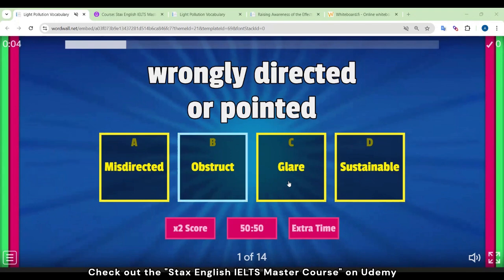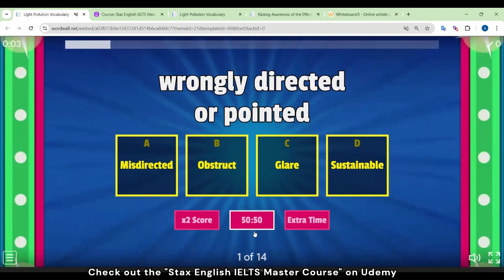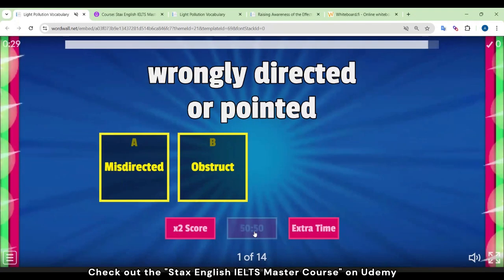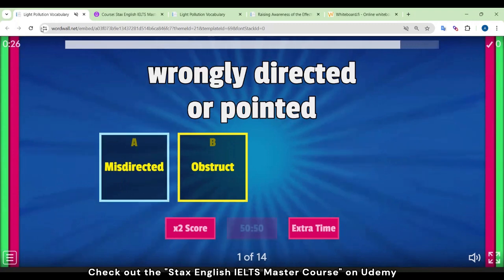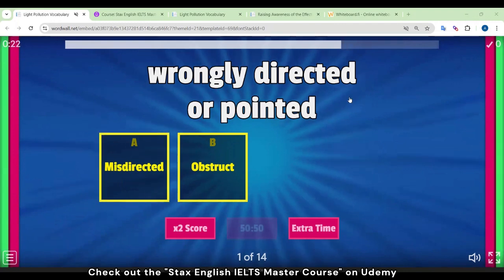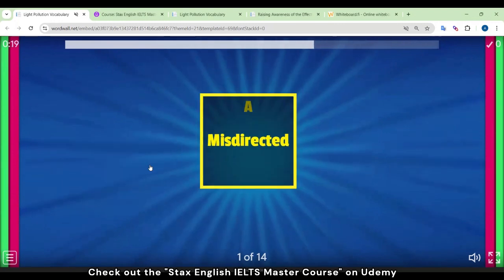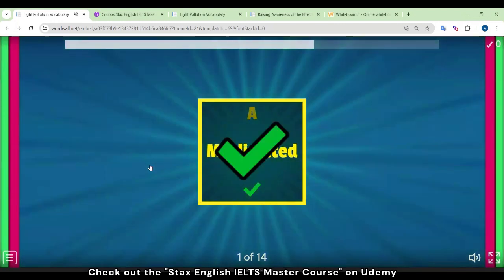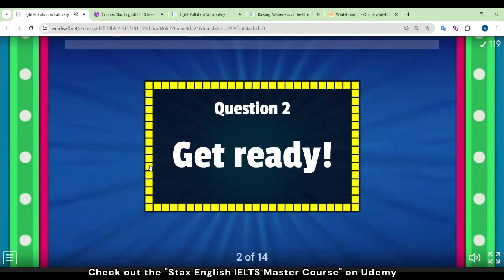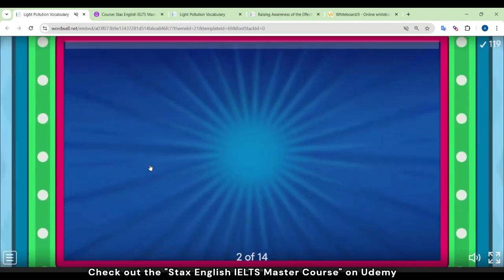Glare. It's not glare, I'm afraid. Let's try taking two of them away. So is it misdirected or obstruct? What do you think the answer is? Misdirected. Misdirected is right. Yep, well done. So when something is pointing in the wrong place, misdirected. Let's try the next one.